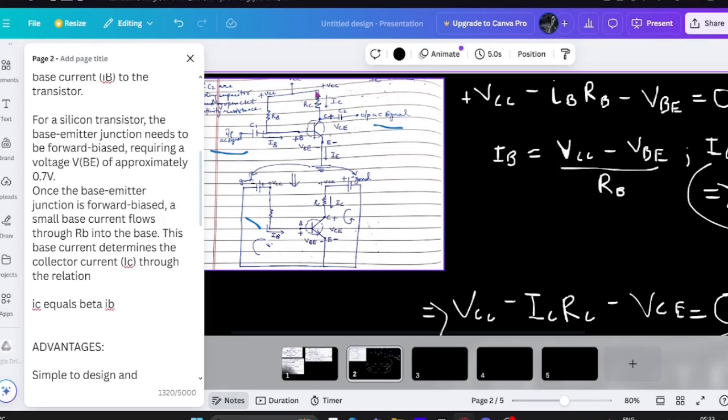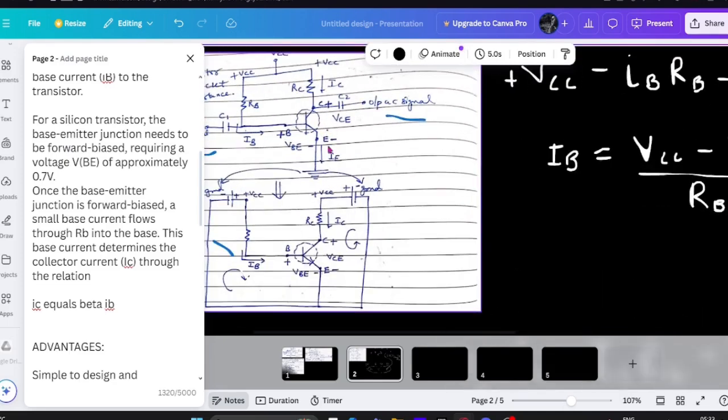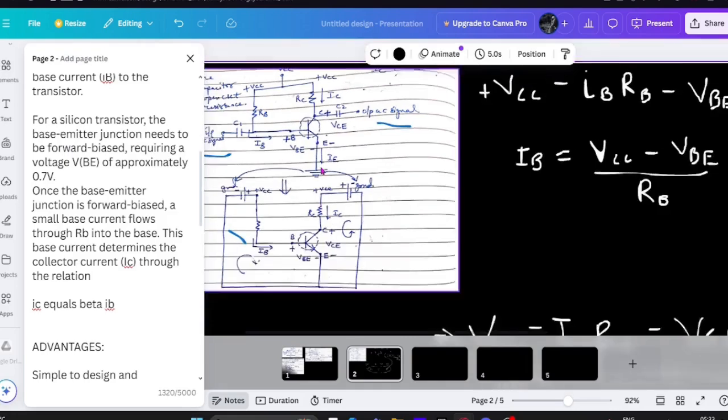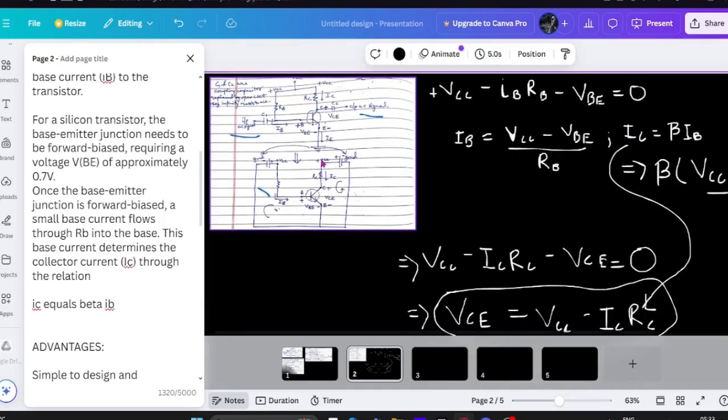Plus VCC minus IC RC minus VCE equals 0. Why does it equal 0? Because we can see that the circuit has been grounded here. So since the circuit has been grounded, we can see the voltage equivalent would obviously be 0.